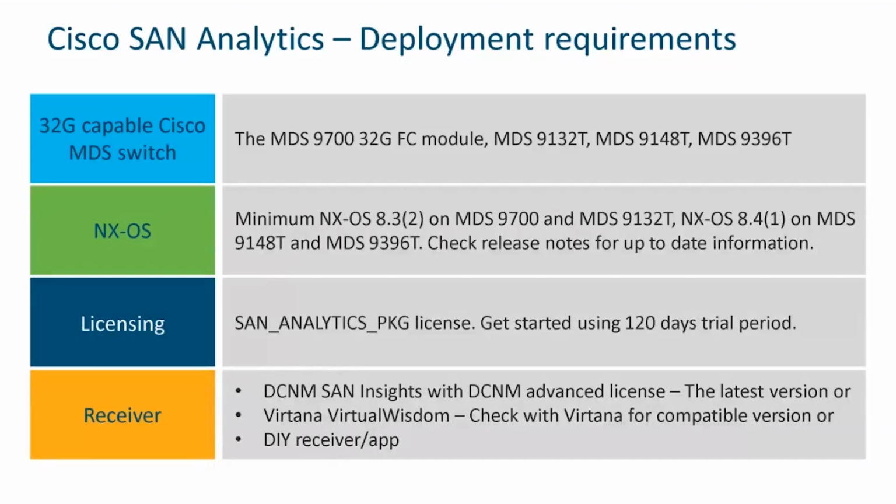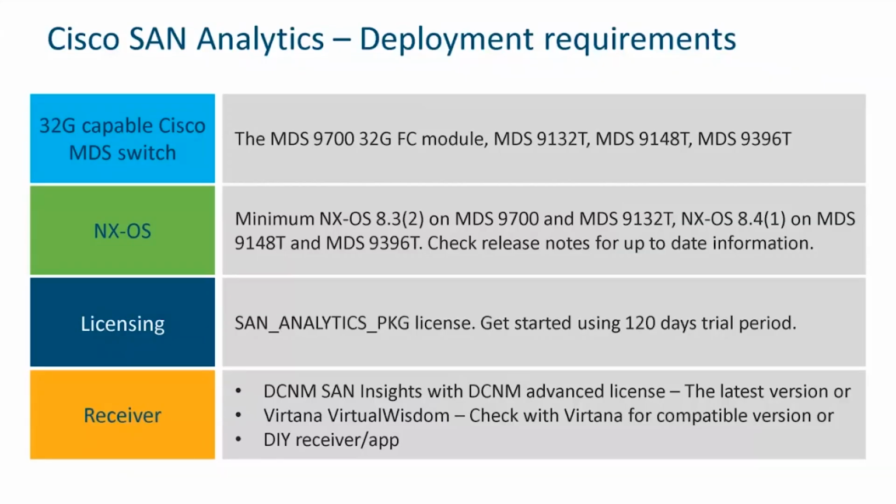And then you need a receiver, if you want to visualize the data. Otherwise, you can just be happy with the on-switch CLIs. The two officially supported receivers or applications are DCNM SAN Insights and the Virtana Virtual Wisdom that you saw yesterday. For NX-OS version or DCNM version, always check the release notes. These slides will get dated eventually. We will not come and update these slides with every version. So refer to the release notes.